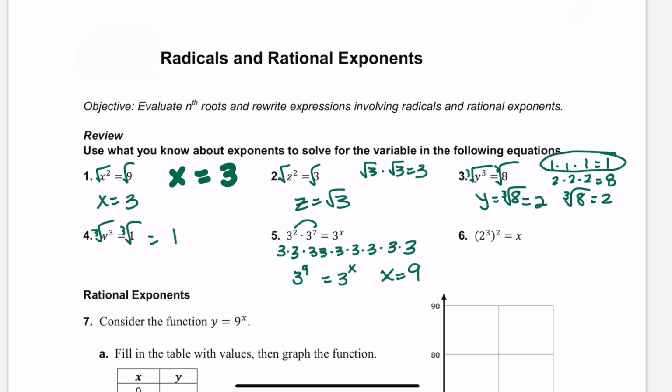2 to the 3rd, squared, means 2 to the 3rd times 2 to the 3rd. There's 3 2's in the first section. There's 3 2's in the second section. Altogether, there's 2 to the 6. So when we have a power to the power, we're multiplying those exponents. That equals x. Now, x is not the power, so it's the whole thing, 2 to the 6. So 2 times 2 is 4, 8, 16, 32, 64. So x would equal 64. It's asking what this whole thing is equaling.